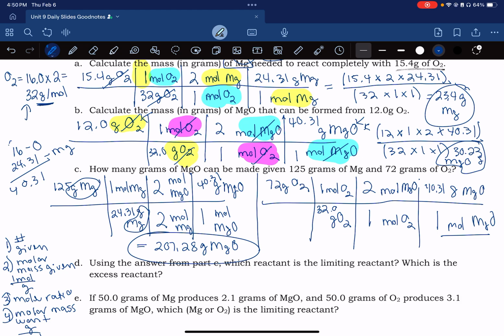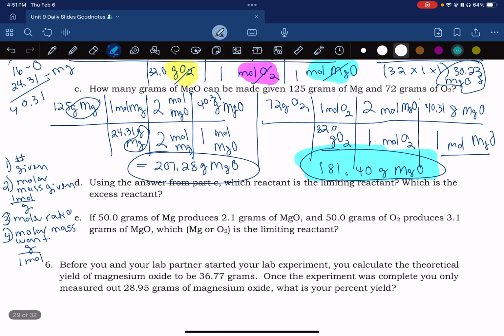Let's do this one. All right, it says 72 times 2 times 40.31, enter. Divided by, and we only have one real number on the bottom, because 32 times 1 is 32. So I'm just going to divide by 32. And for this one, I got 181.3. Actually, it's going to round to 0.40. So 0.40 grams of magnesium oxide. All right. So these are the two possibilities, but there's only one real answer. It's got to be the one that makes the least amount. So this is our only real answer to this question.